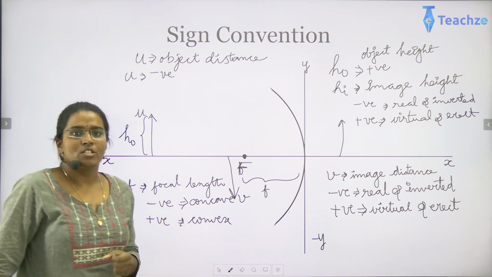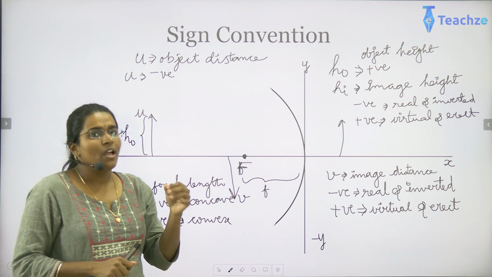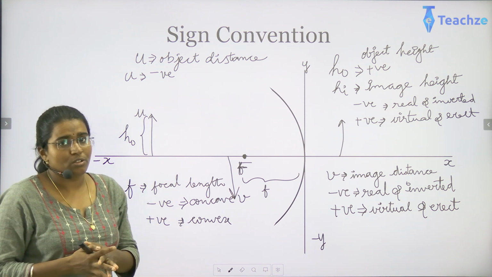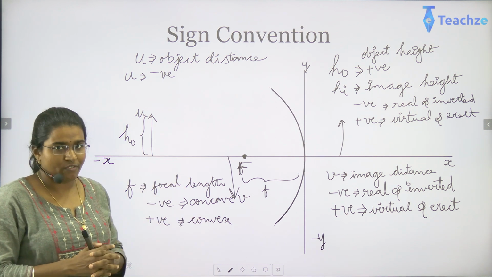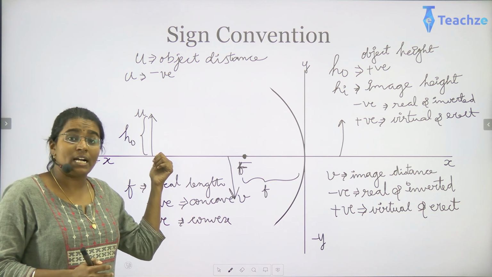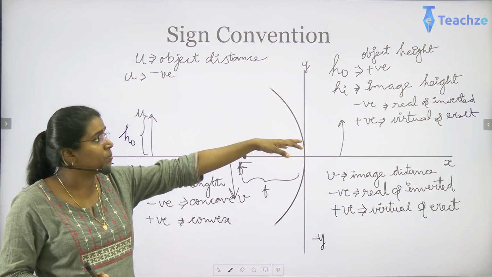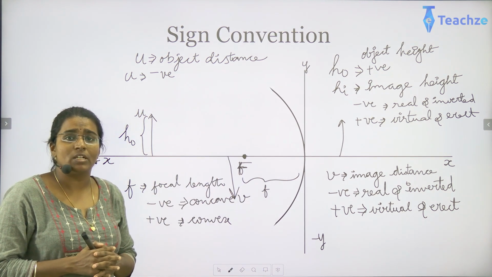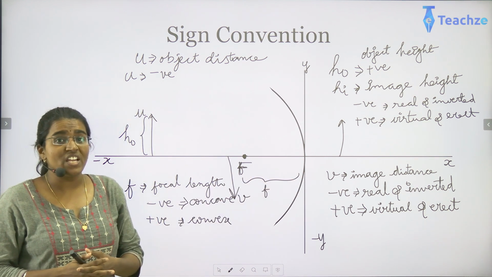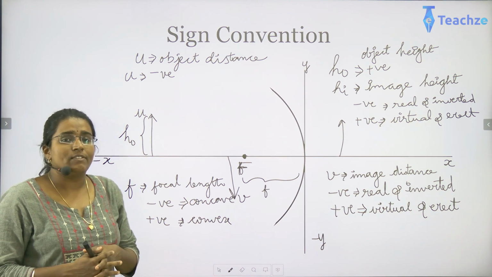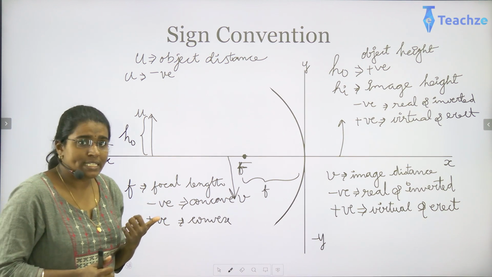Okay. So, we have seen object distance u, which is always negative, no matter which mirror you are using. Then the focal length, it is negative for concave mirror and positive for convex mirrors. Then object height, it is always positive. Image height, it will be negative for real and inverted images and positive for virtual and erect images. And image distance v will be negative for real and inverted and positive for virtual and erect images. Okay. So, I hope you are clear with sign convention.